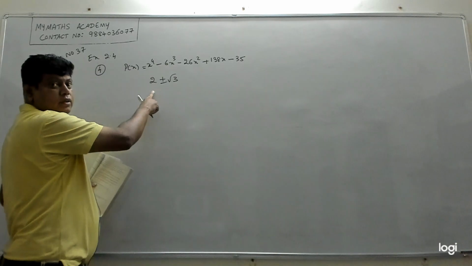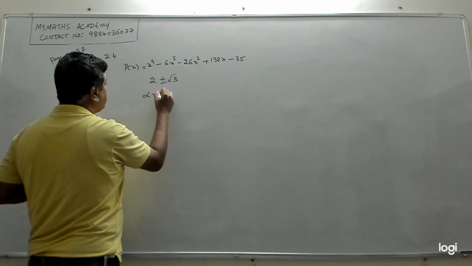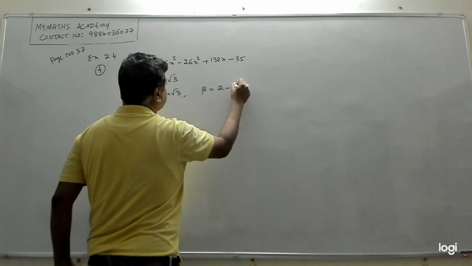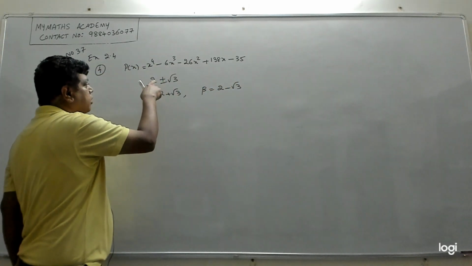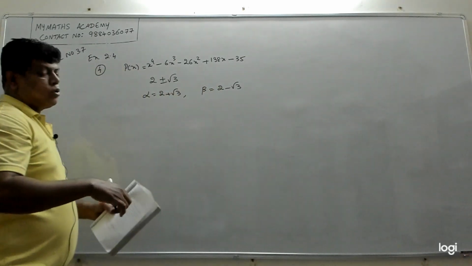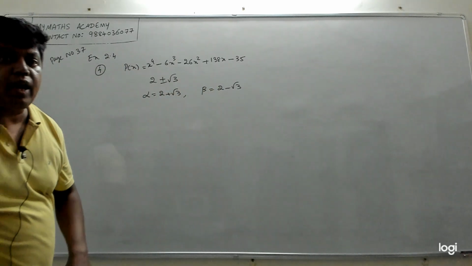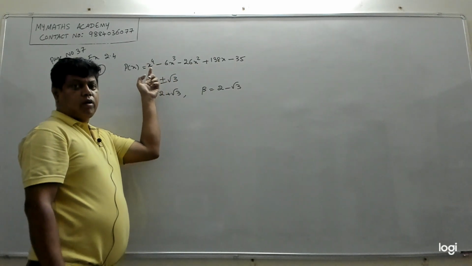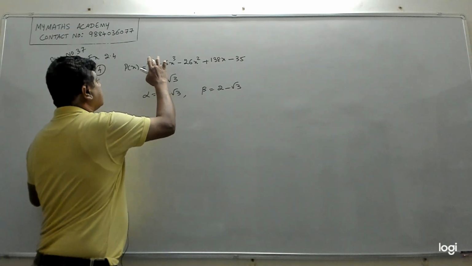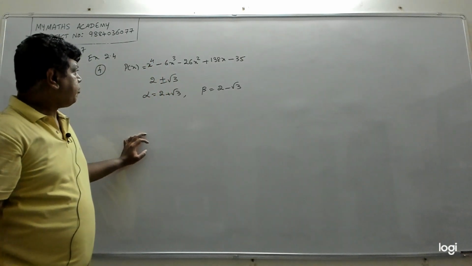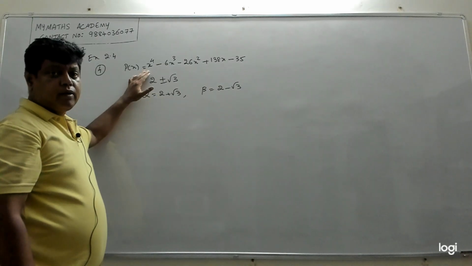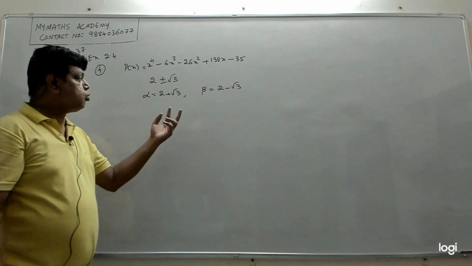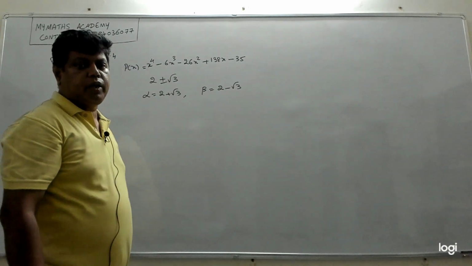What is the meaning of this? It means alpha equal to 2 plus root 3 is one root and beta equal to 2 minus root 3 is another root. They have given the two zeros, and we have to find the other zeros. We know this is a polynomial of degree 4 because the highest power of the variable is 4. So this polynomial will have a maximum of 4 zeros. Two of them are given, and we have to find the remaining 2.